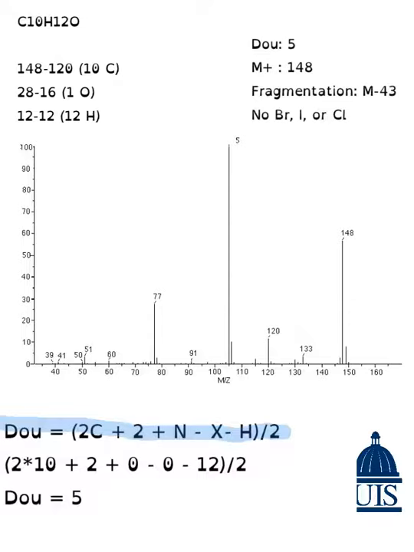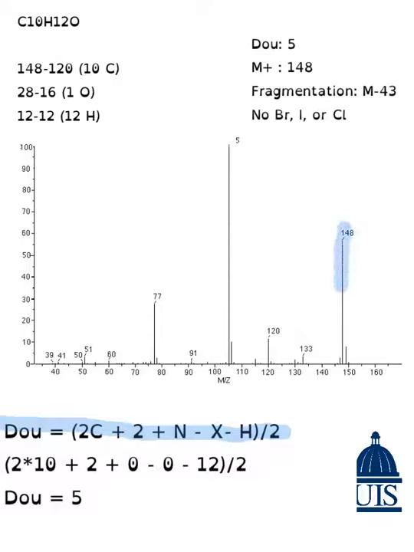C10H12O, we get a degree of unsaturation of 5, which means that we could have a combination of possibly 3 double bonds and a ring, or 3 triple bonds, a ring, things like that, just to make sure it adds up to 5. So the next thing we look at is right here.